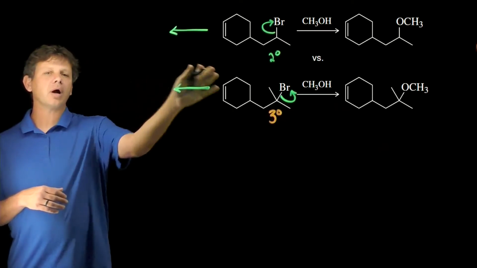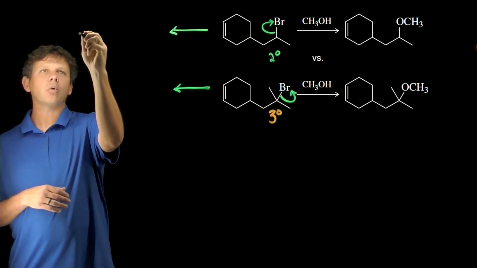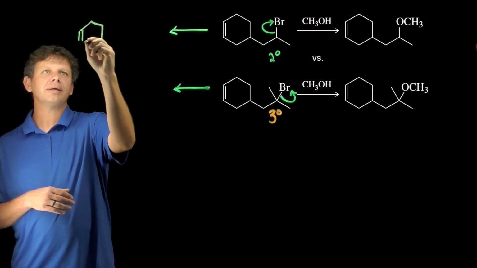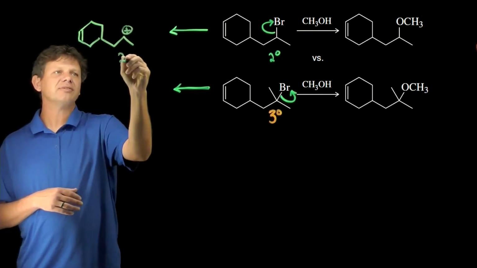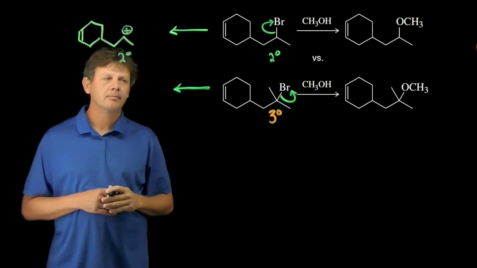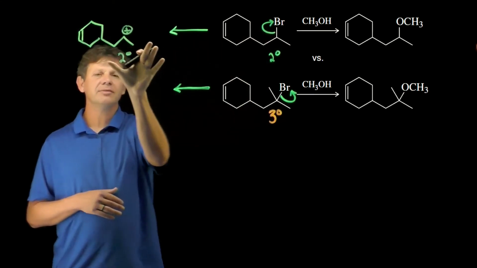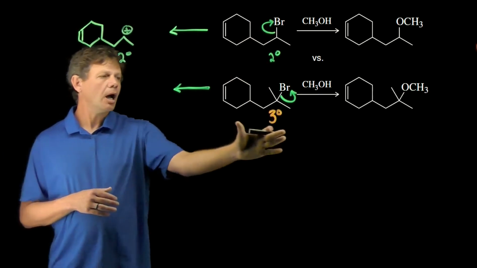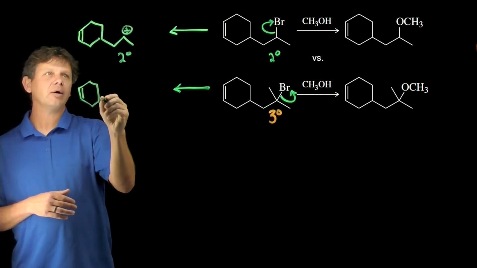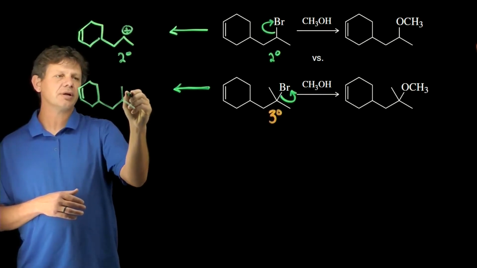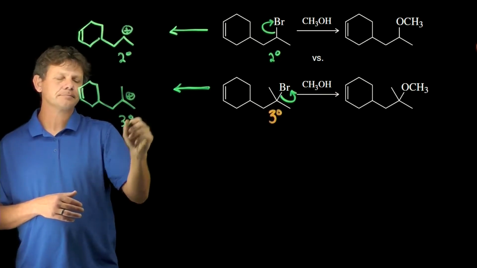Well, let's draw the product of that first step. Again, we're only worried about the rate determining step here. The first step would give this, which is a secondary carbocation of this reaction. Bromide leaves to give a secondary carbocation. For the one that's tertiary, it will be slightly different in that it will now instead produce a tertiary carbocation.